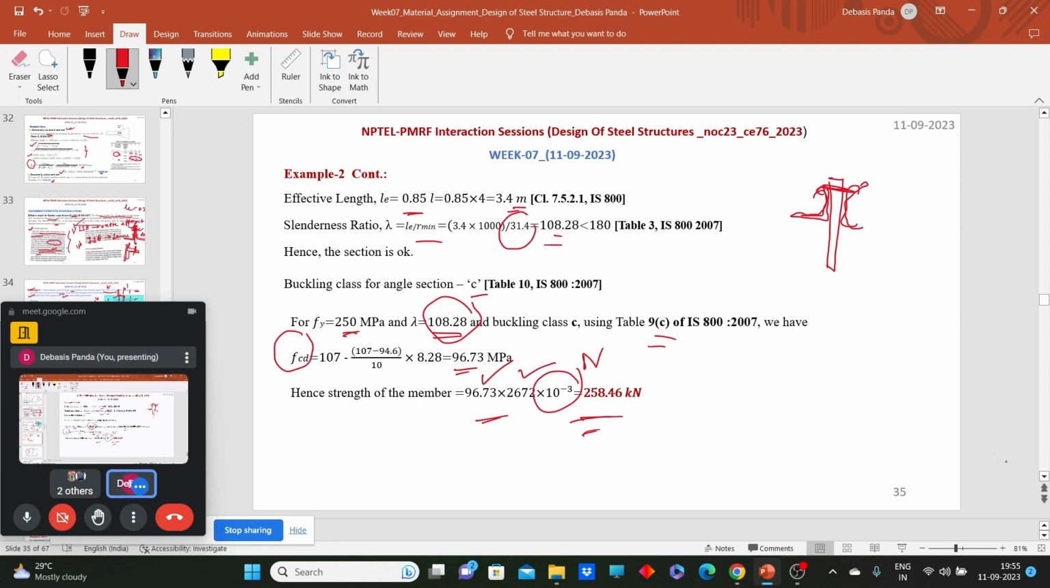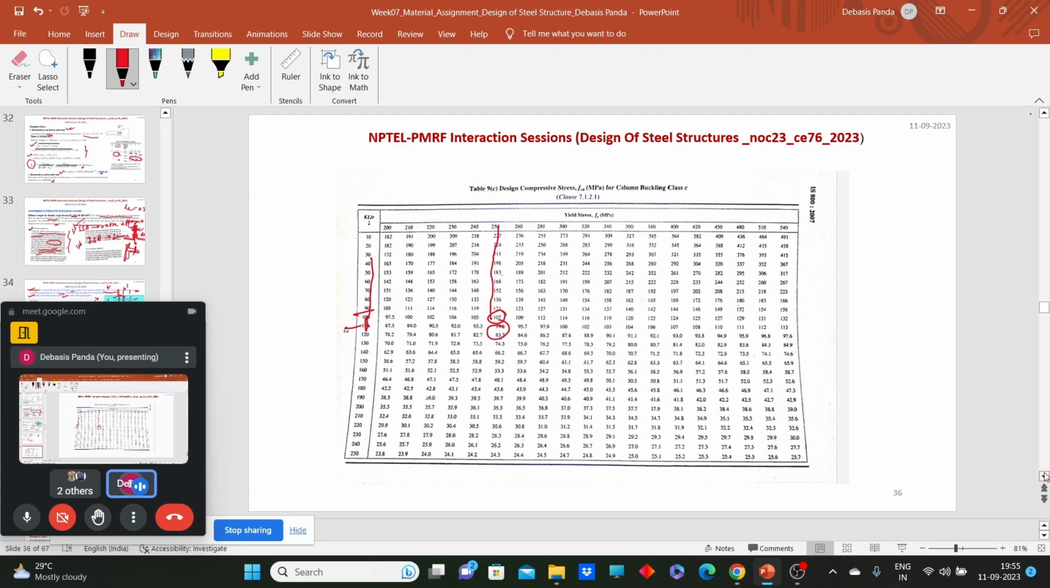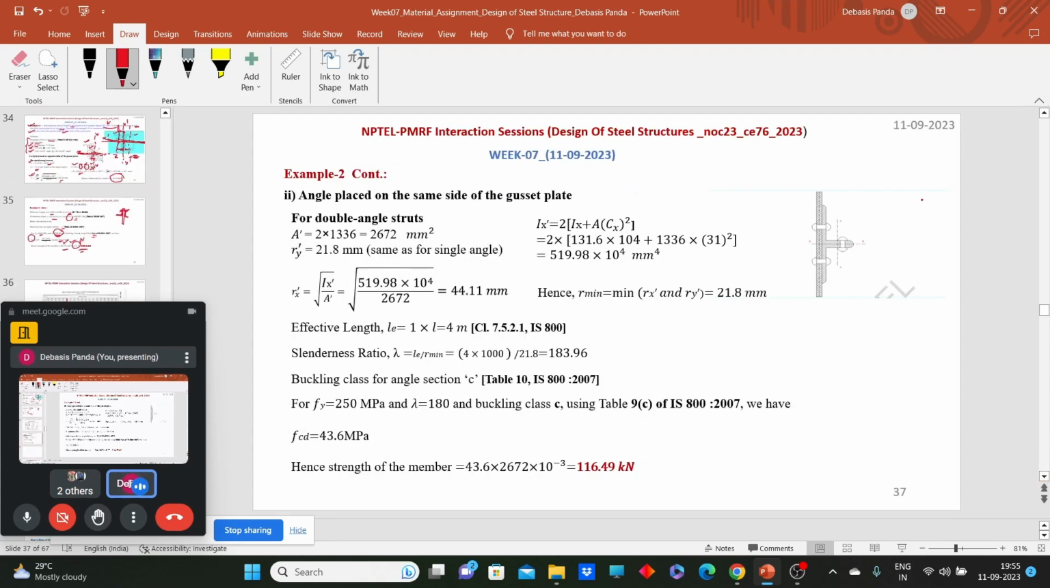Now, if we place them on the same side, what will happen? So here, the second case, we have placed them on the same side. When we place them on the same side, this axis and this axis will be the axes of the composite section, y dash and y dash. So here we can see that y dash and y dash will be same as an individual member.